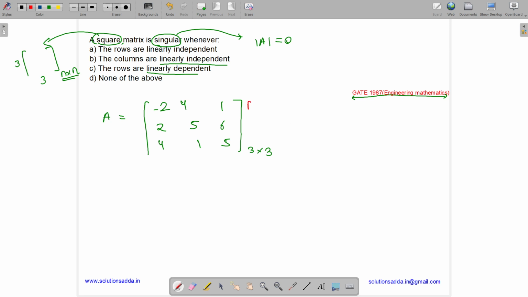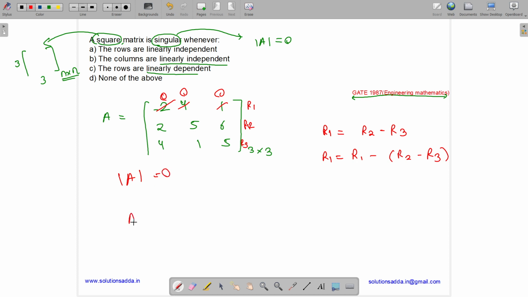Here, this one is row 1, row 2, and row 3. We can see that row 1 equals row 2 minus row 3: 4 minus (-2) is 2, 5 minus 4 is 1, 6 minus 5 is 1. So if we apply the elementary operation R1 equals R1 minus R2 minus R3, then R1 can be made 0. And if we can make any row or column 0, then the determinant will be 0.